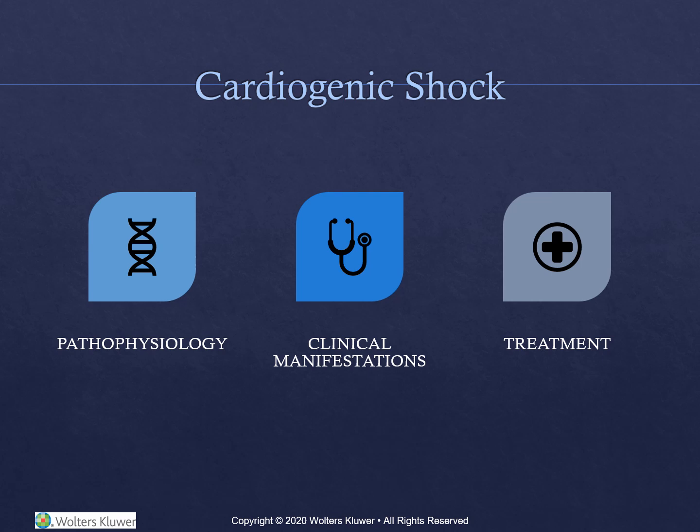so then we get a big increase in preload. The clinical manifestations we see in our patient are hypotension and hypoperfusion. They may become cyanotic and experience severe neurological changes. Their urine output usually drops pretty significantly.